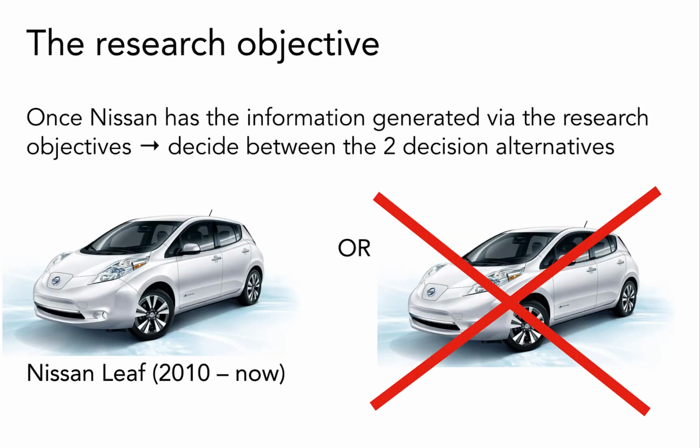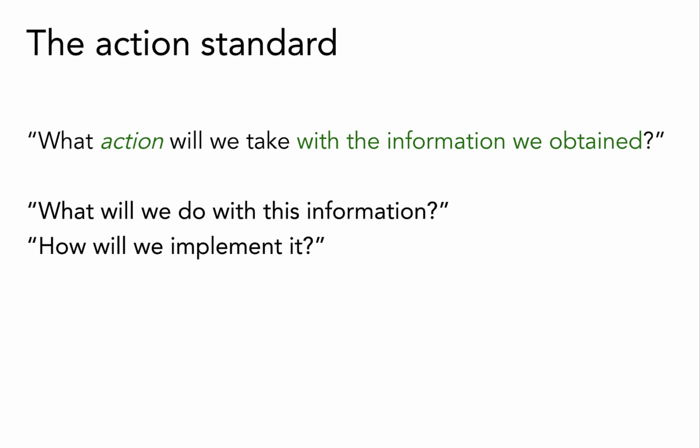Once Nissan actually has the information generated through this research objective, they can make a decision between these two decision alternatives, basically to launch or to not launch an electric car. The last component of a marketing research proposal is the action standard. And an action standard basically articulates what action will be taken with the information obtained. So how will we implement this information at the end?